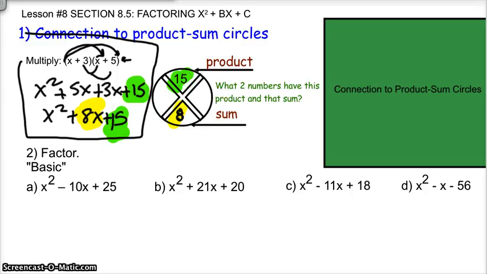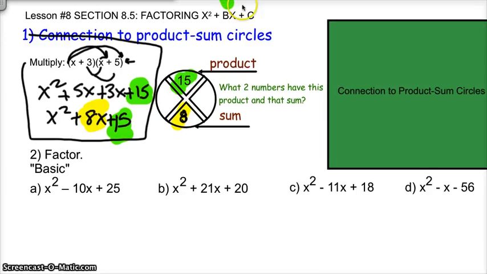If you think about how you were answering these product sum circle problems, you were taking the 15 and saying, well, what multiplies to give me 15 but adds to give me 8? 3 and 5. That 3 and that 5 are the values that were in the binomials.